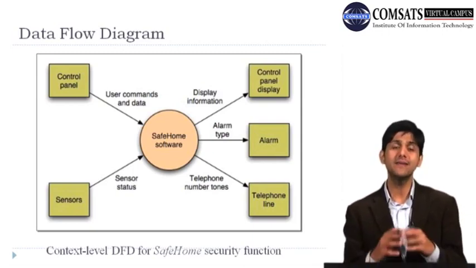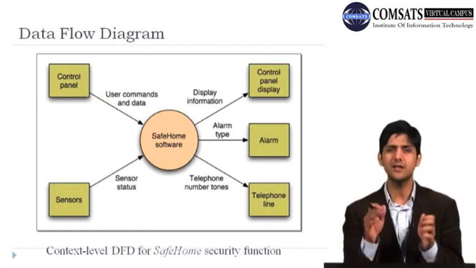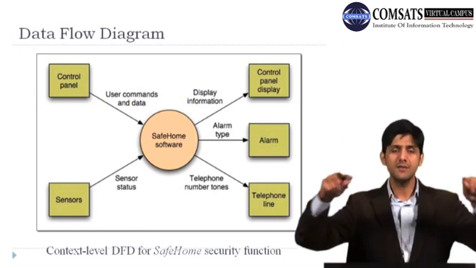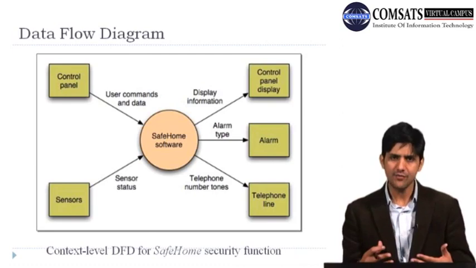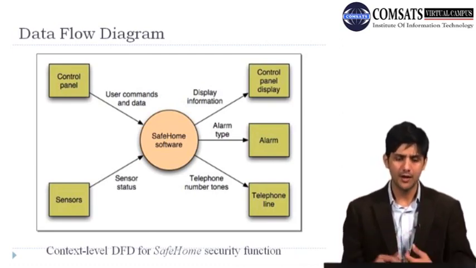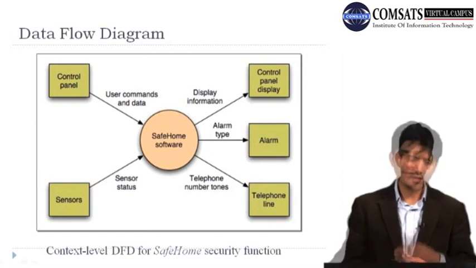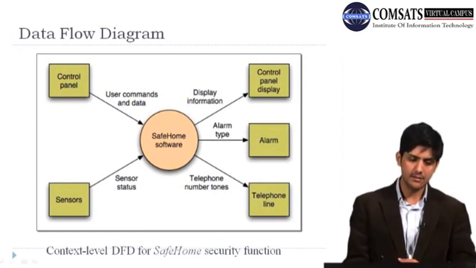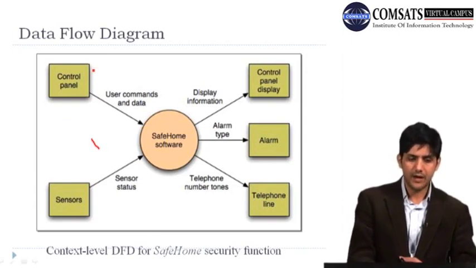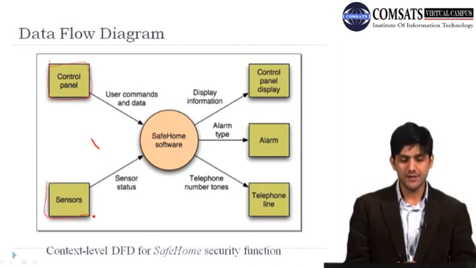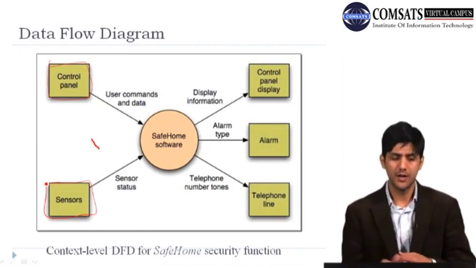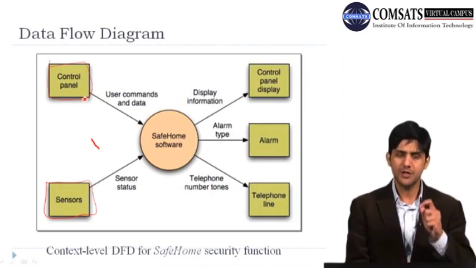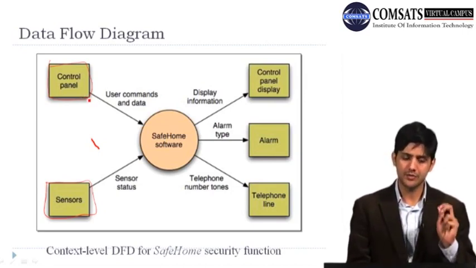We identified what the external entities are. Now remember the definition of external entity that we have talked about: anything and everything which is outside the system boundary is an external entity. So for this SafeHome product, what are the external entities? We said that there is this control panel, which is our one external entity. Then the other external entity is the sensors, which are deployed and also connected to my product, because they are sending certain inputs to it. So there are two sources of input to this system, and these external entities are the control panel and the sensors.